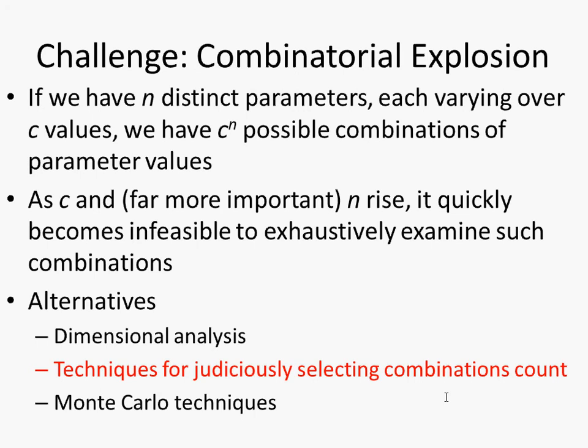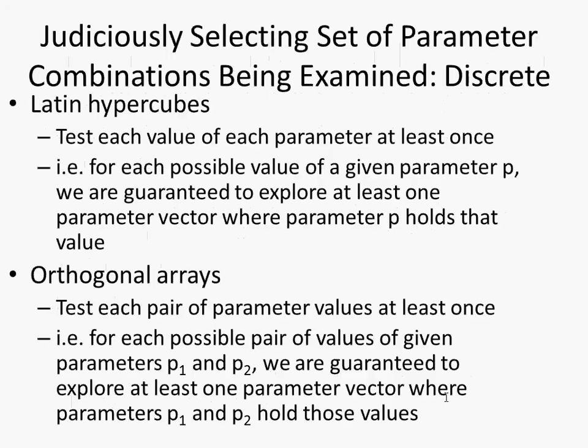But a second role is judiciously choosing parameters that are chosen to explore new areas of space that are deemed critically important. And there are 2 basic approaches I want to alert you to here: Latin hypercubes and orthogonal arrays. How many have encountered Latin hypercubes before? Anyone? Latin squares? Only English hypercubes.